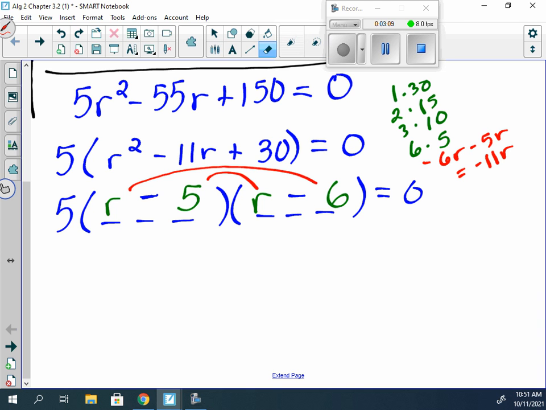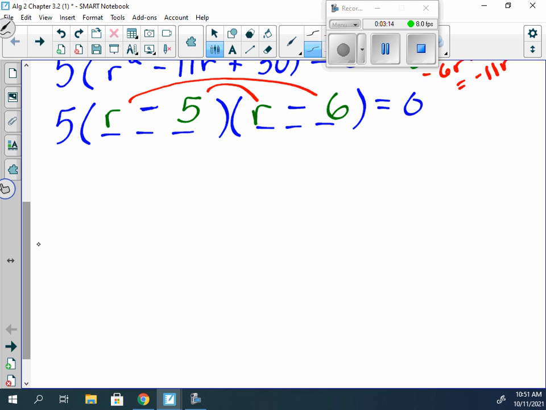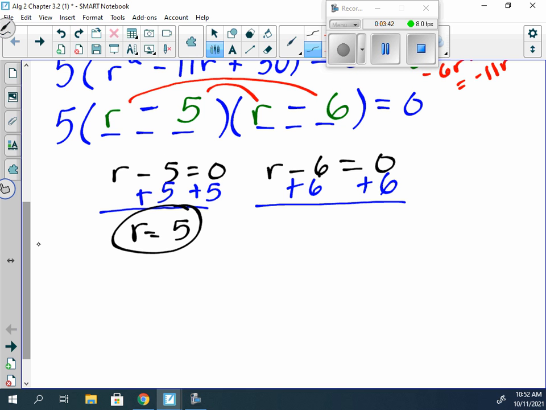Now again, whenever we have 2 or more things multiplied together to equal 0, it means that one of them has to be 0. So we're saying that either r minus 5 is equal to 0 or r minus 6 is equal to 0. And at this point here we can solve. So for the first one we would add 5 to both sides, telling me r is equal to 5. And over here we would add 6 to both sides, saying r is equal to 6. And that's all we would need to do.